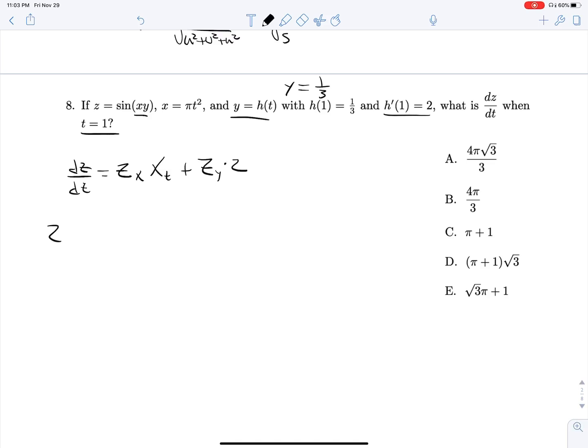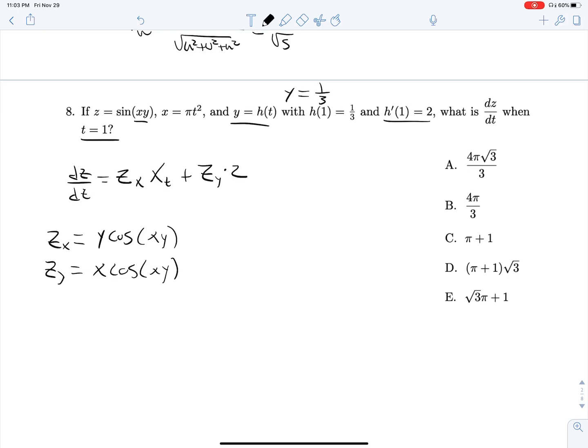And then it's just a matter of finding our zx and zy, which will each be y cosine xy and x cosine xy. We know that y is equal to 1/3 and that t is equal to 1, so x is equal to pi. So we can solve this. We're going to get 1/3 times the cosine of pi over 3. Well, the cosine of pi over 3 is going to be 1/2. And then over here, we're going to get pi times 1/2. So overall, we get 1/6 and pi over 2 like that.